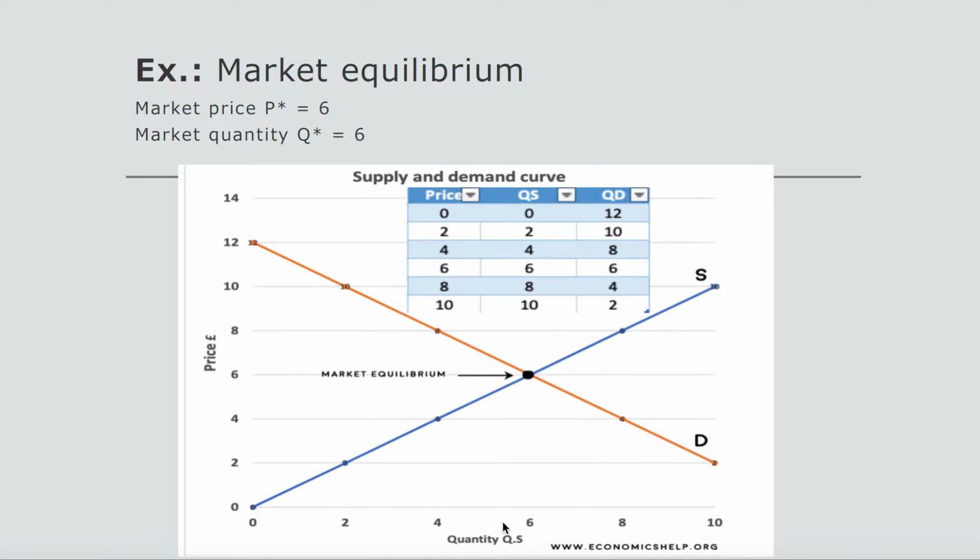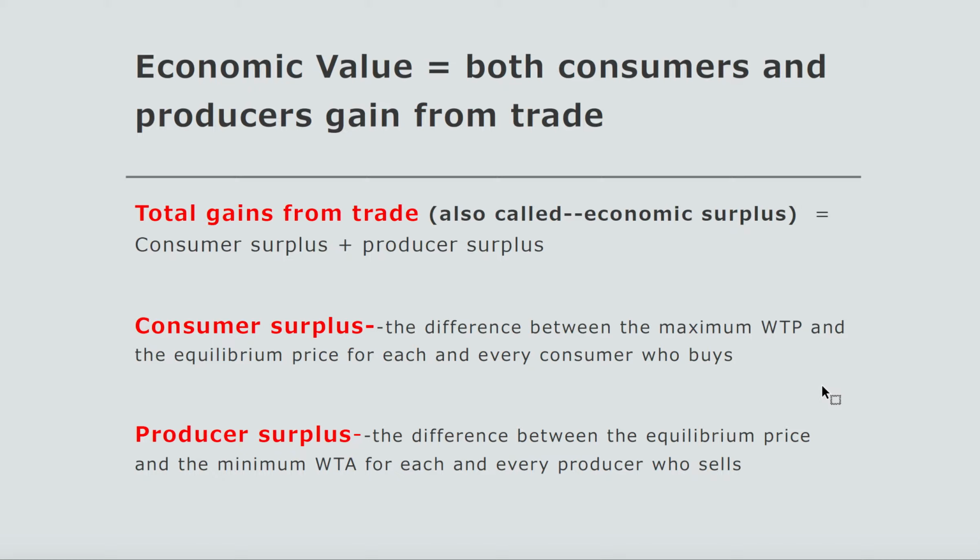All right, so here we are. Economic value is when both consumers and producers gain from trade, and we think of this as total gains from trade. It's called economic surplus, and it's the sum of consumer surplus plus producer surplus. All right, what is consumer surplus? It's the difference between the maximum willingness to pay and the market equilibrium price for each and every consumer who buys. Okay, so in our example there, we had 6 units sold, and so we'd be interested in the maximum willingness to pay minus the market price for those 6 people. That would give us consumer surplus.